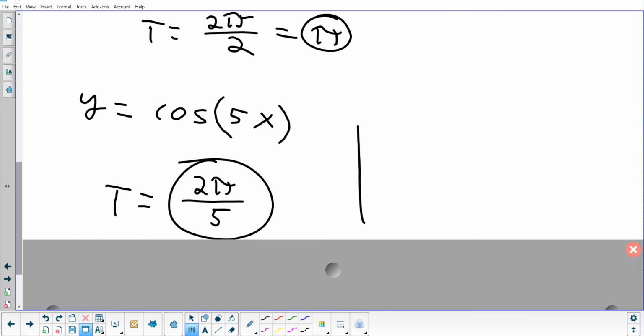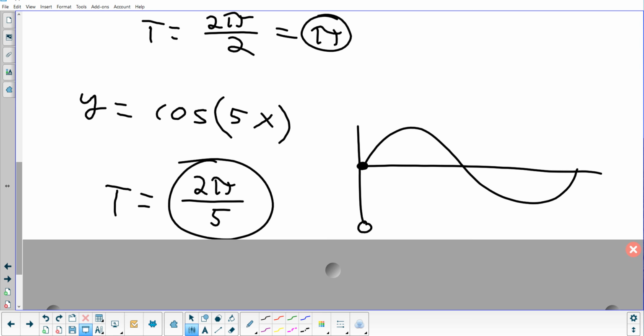So what this is telling you is if this was your graph, it's starting at 0, and now it's ending at 2 pi over 5. This is the length of one full cycle. So once you travel 2 pi over 5 units, from there to there, you've reached the end of your cycle.